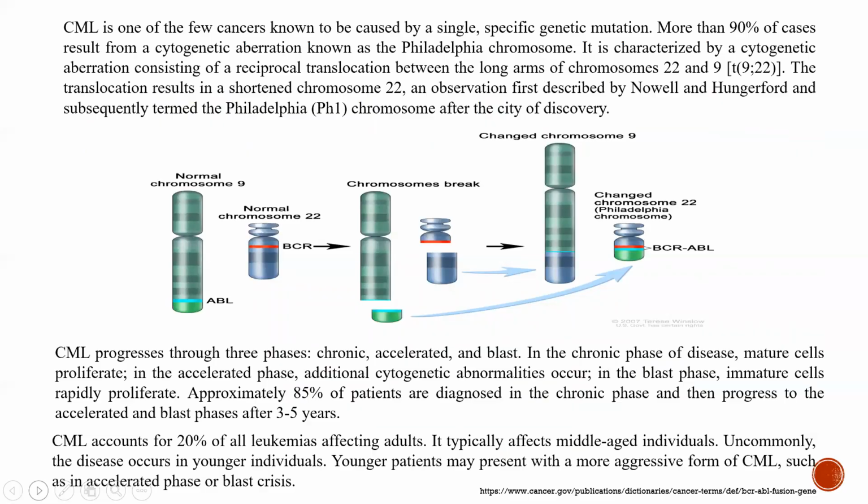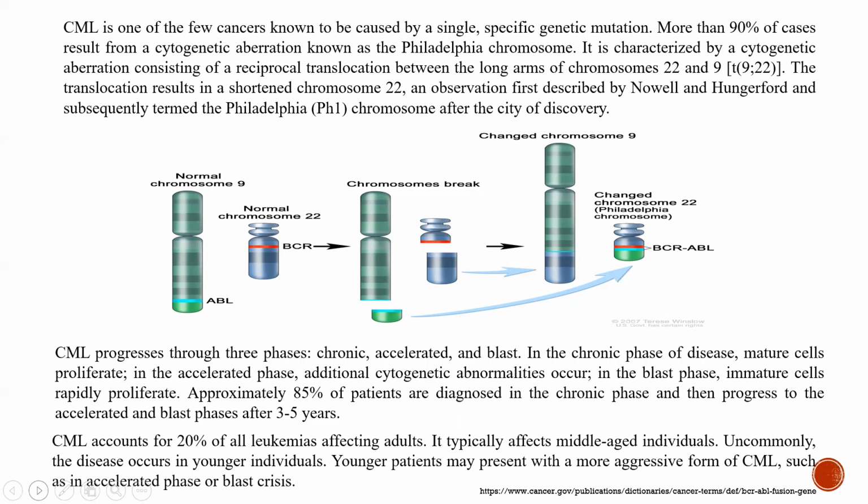Chronic myelogenous leukemia is one of the few cancers known to be caused by a single specific genetic mutation. More than 90% of cases result from a cytogenetic aberration known as the Philadelphia chromosome. It is characterized by a reciprocal translocation between the long arm of chromosome 22 and chromosome 9. The translocation results in a shortened chromosome 22, an observation first described by Nowell and Hungerford and subsequently termed the Philadelphia chromosome after the city of discovery.